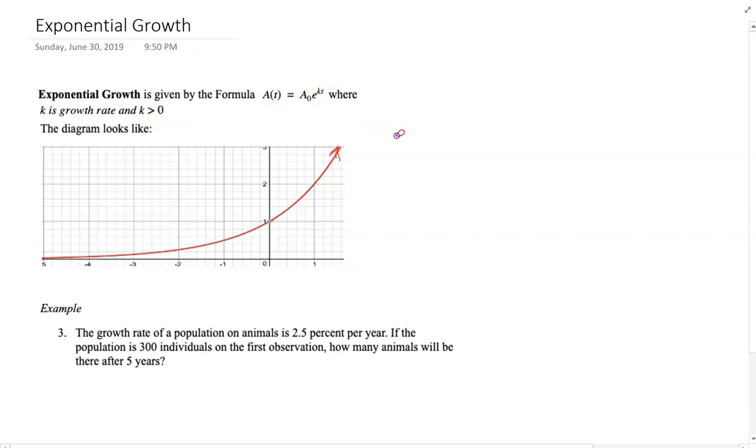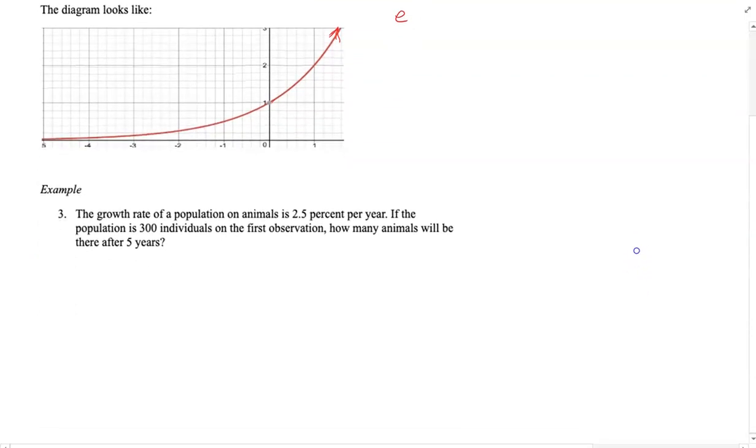So if you have e to, let's say, any number that's bigger than 0, then any positive number, then it's a growth rate, right? It's exponential growth. Okay, let's do a pretty quick example. The growth rate of a population is 2.5% per year.